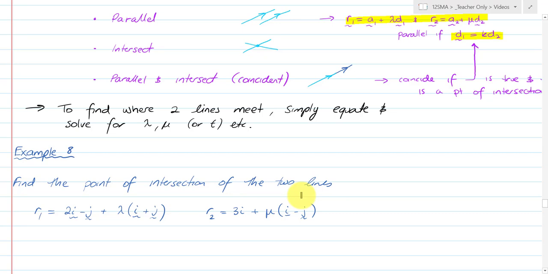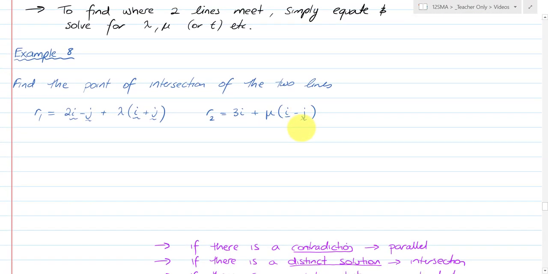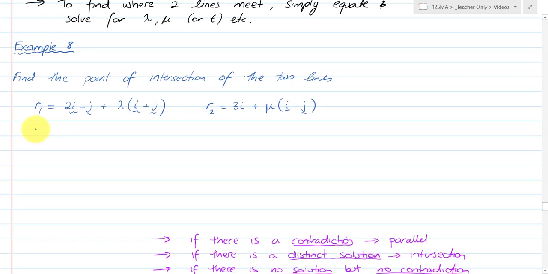To find where two lines meet, simply equate and solve for mu or sigma or lambda or t or whatever it is. So example 8, let's find a point of intersection of these two lines. The first thing we're going to want to do is rewrite it in terms of the i component and the j component. This is two-dimensional. So R1 is equal to 2 plus lambda i, and then plus -1 plus lambda j. And R2 is equal to 3 plus mu i, and then minus mu j, because there's no other value there.